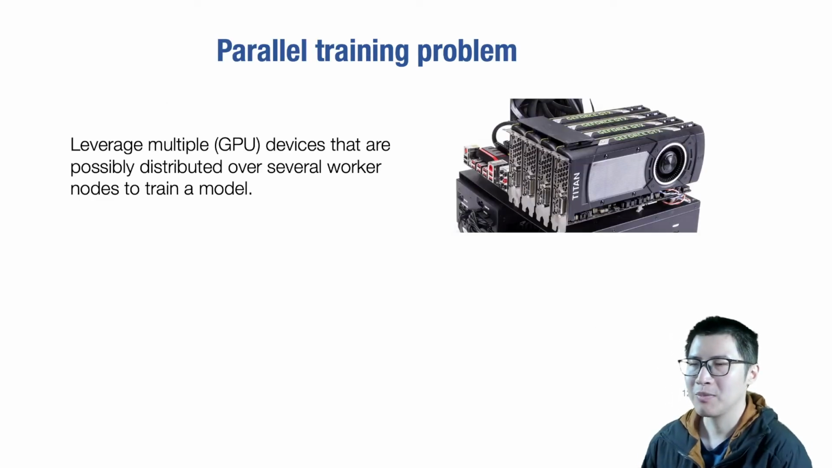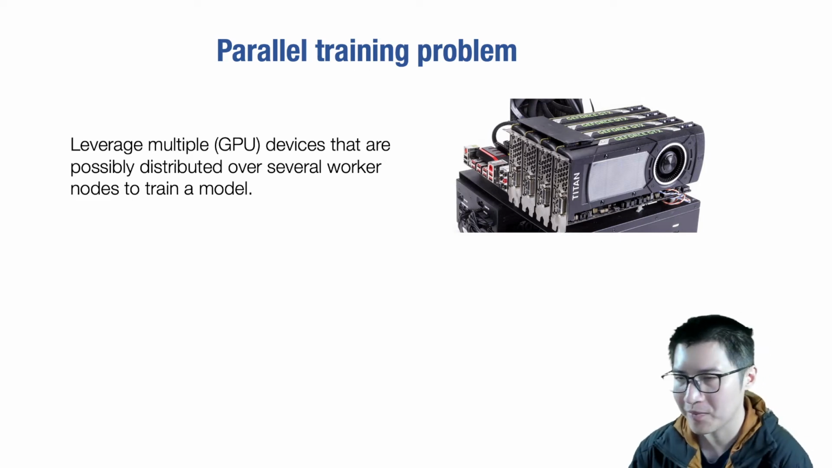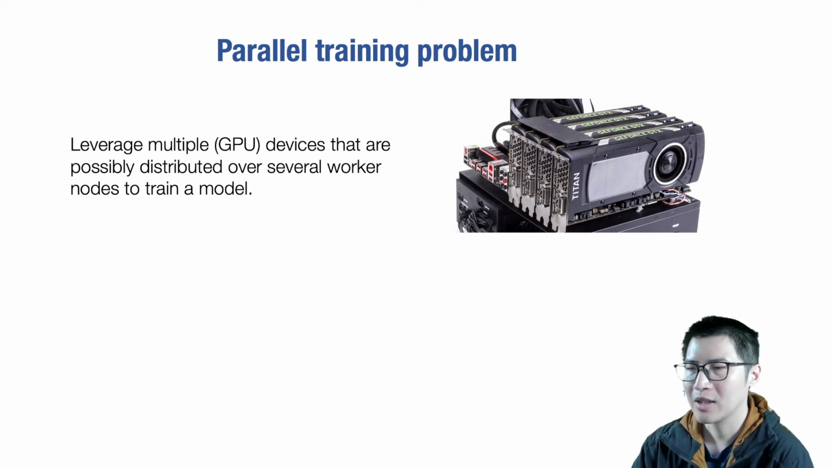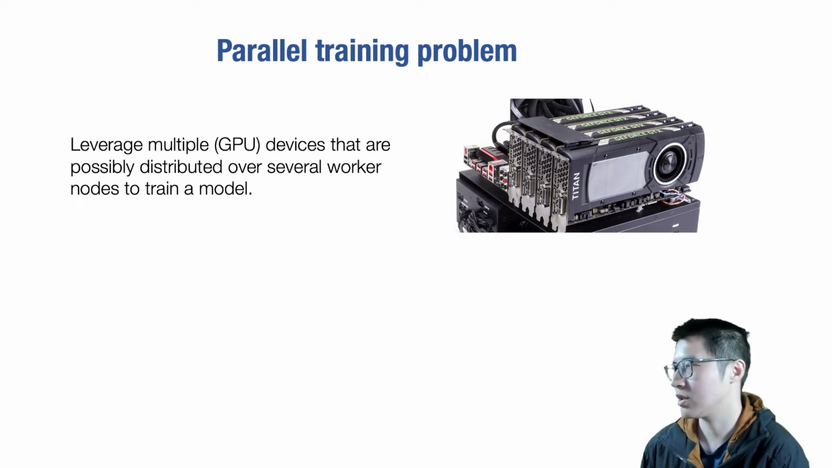Of course, in order to be able to train a very big model, in a lot of cases we might get a case where your single model does not fit into a single GPU. Or you just want to get a bit more acceleration, to get more GPU computing power to accelerate our overall training process. The question here is, how can we leverage possibly multiple devices that are distributed over several worker nodes to be able to train a model end-to-end?